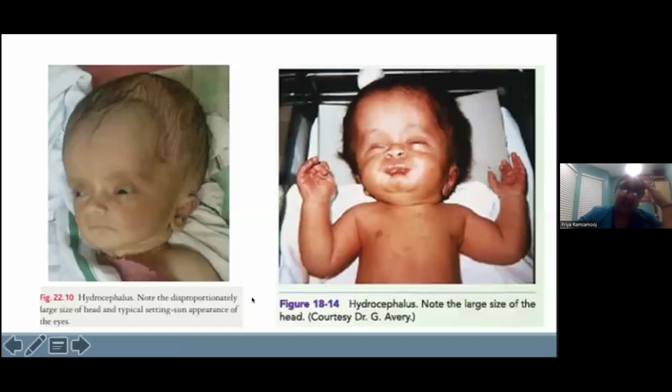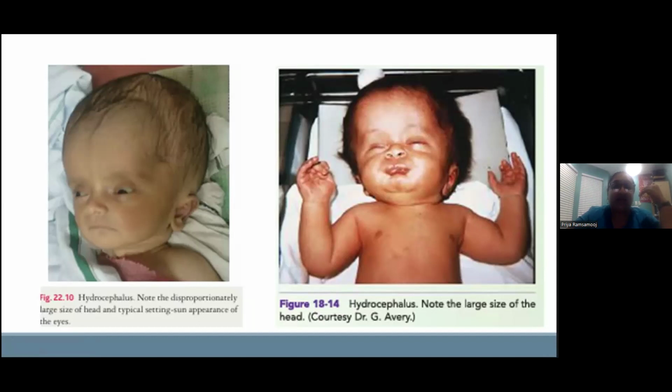And this is just to show you the classic picture of what these babies with hydrocephalus are going to look like. Your cranial sutures are going to be widely separated. The anterior fontanelle is going to be enlarged. The veins of the scalp could be distended as well, and you have that characteristic sunset eyes, or the eyes looking downwards. The ventricles of the brain become markedly dilated.